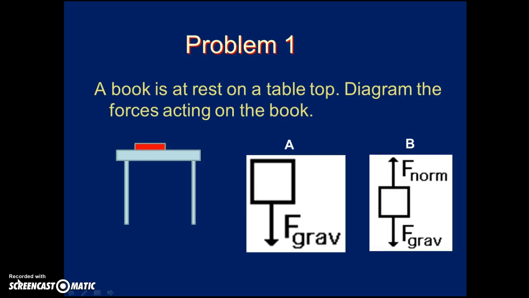Let's try a few problems. Let's say a book is at rest on top of a table. Which of the following 2 diagrams would show the proper forces acting on that object, A or B? Just click A or B for your answer.